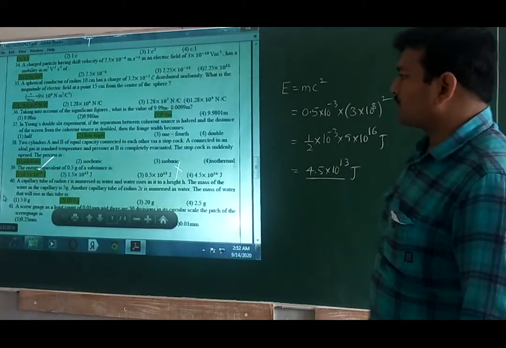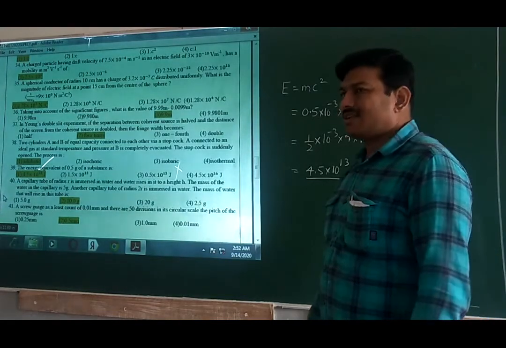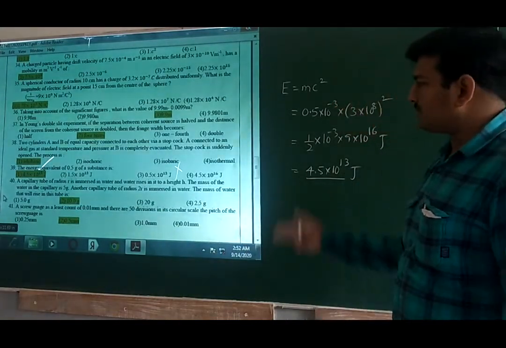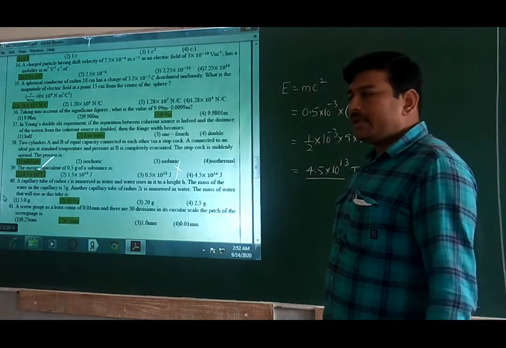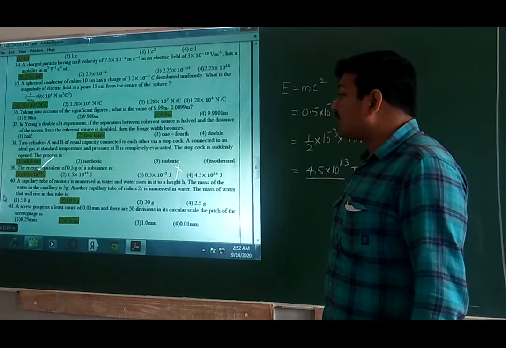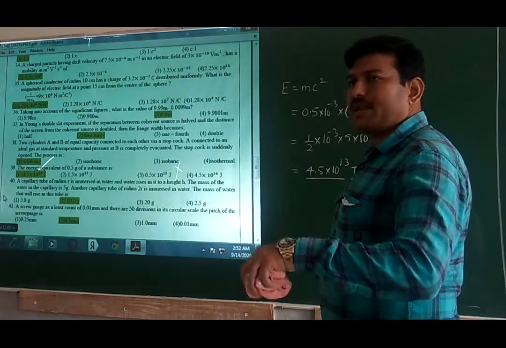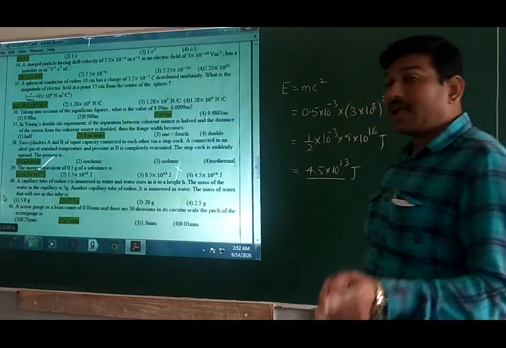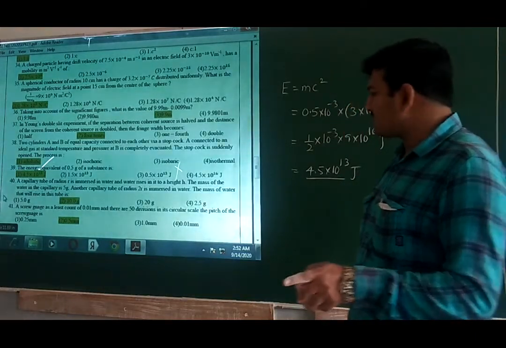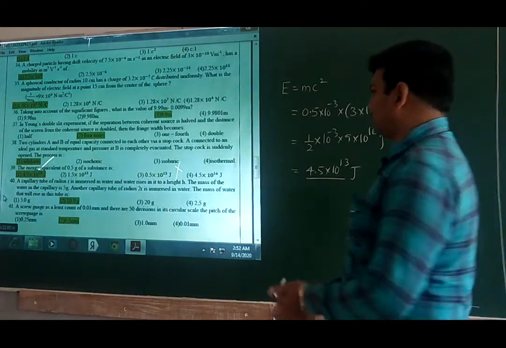Next question, question number 40. It is one more important question that we have seen in this paper. A capillary tube of radius r is immersed in water and water rises in it to a height of h. The mass of water in the capillary tube is 5 gram. Another capillary tube of radius 2r is immersed in water. The mass of water that will rise in the tube is? Look here.